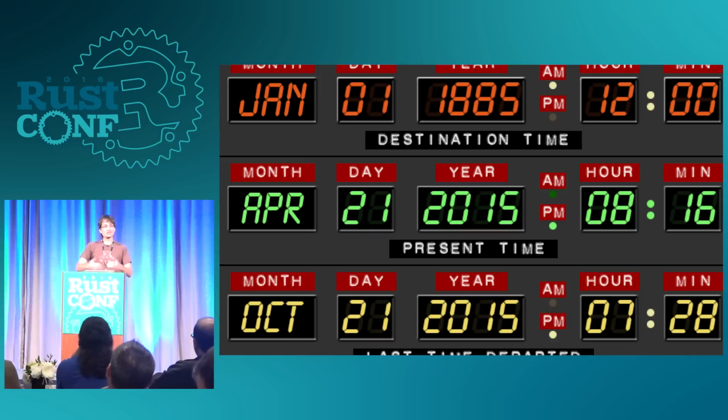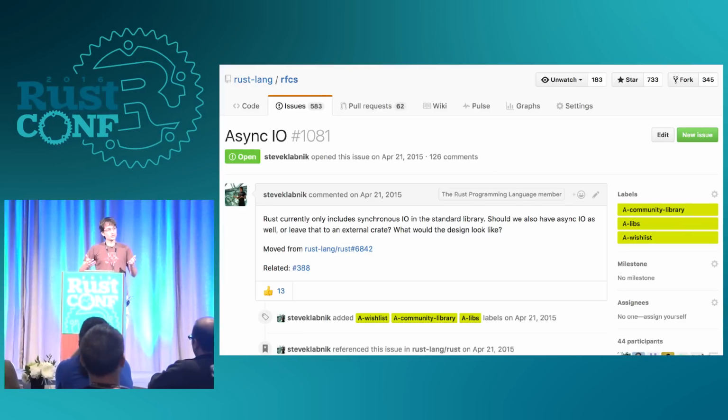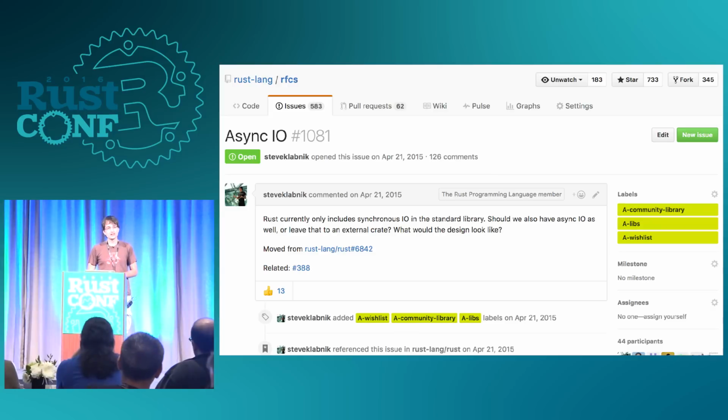First thing I would like to do is take you a little bit back in time. We'll talk about the age of April 2015, right before 1.0 was released. We see this issue on GitHub show up on the RFC repo talking about Async IO. This has been a very hotly debated topic at this point. There's over 100 comments on this, and you can see this basically throughout the entire ecosystem.